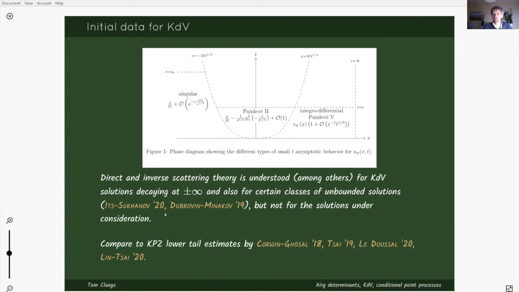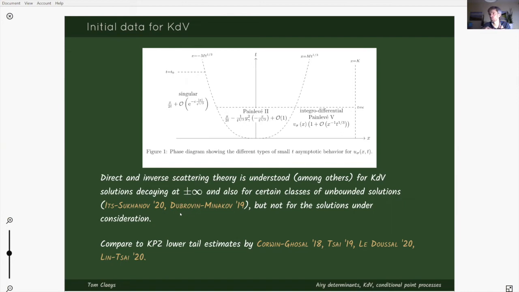In particular, Itz and Sukhanov had some unbounded solutions. Also, Boris Dubrovin and Alexander Minakov had a different class of unbounded solutions for which they developed direct and inverse scattering theory. But the solutions that we recover here are not in these classes. So as far as we know, there's no scattering theory known for these solutions. In a way, what we do here is inverse scattering theory, but we don't have direct scattering theory.